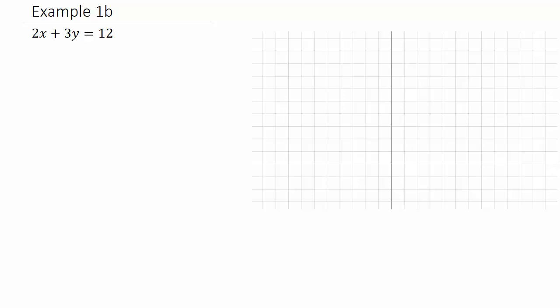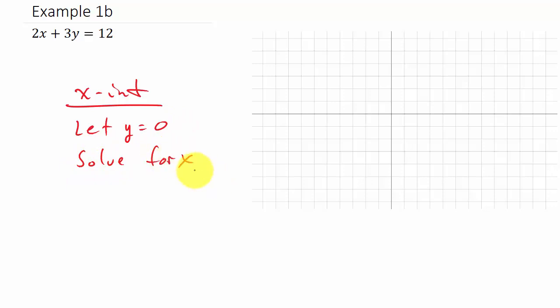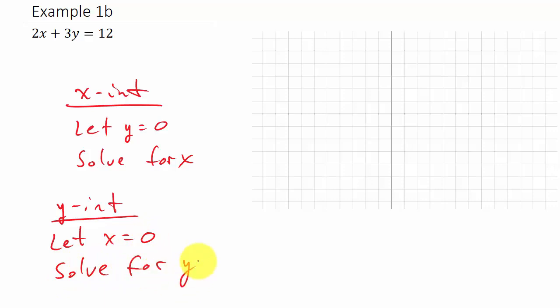Alright, so remember, to find the x-intercept, you let y equal 0 and then solve for x. And to find the y-intercept, let x equal 0 and solve for y. Now, it's easy to see.